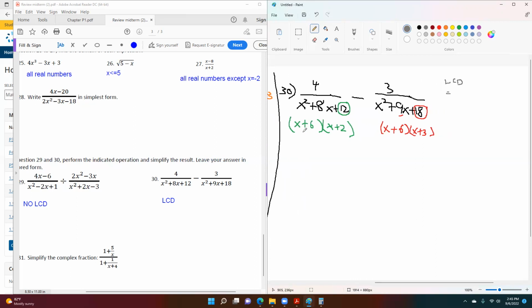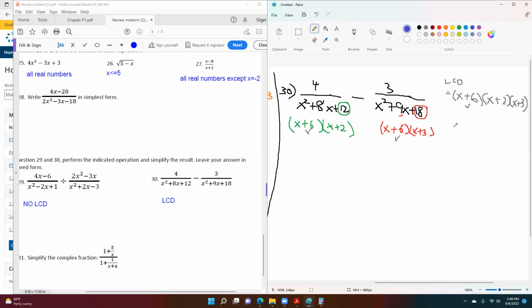Now we're going to find the LCD here because we are adding and subtracting. So in order to find the LCD, these two are common. So x plus 6 is common, so we only write it down 1 time. This is the common piece. The leftovers, you just put down in the LCD. So the x plus 2 and the x plus 3 are the leftovers. So we just leave them in the LCD like this. So this is your LCD here. Your LCD in this case will be x plus 6, x plus 2, and x plus 3. Now, what is missing? If you look at the first fraction, what is missing if you compare to the LCD here?